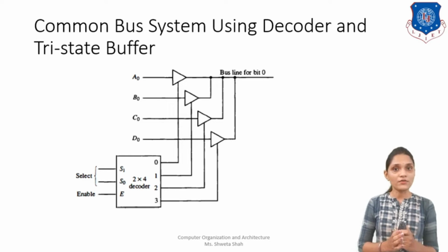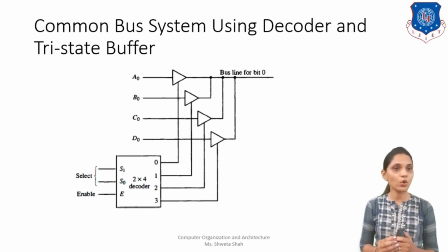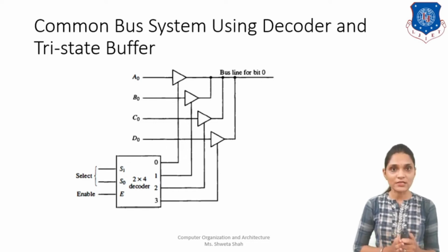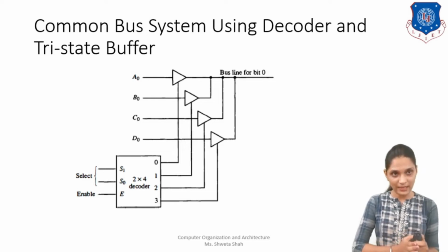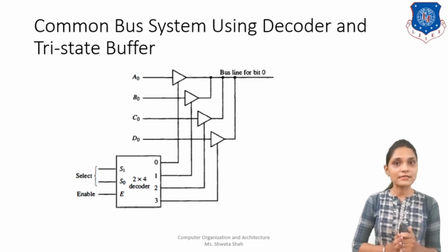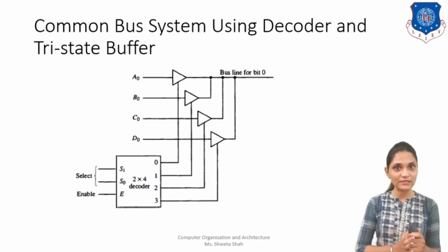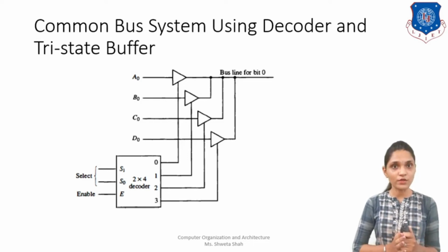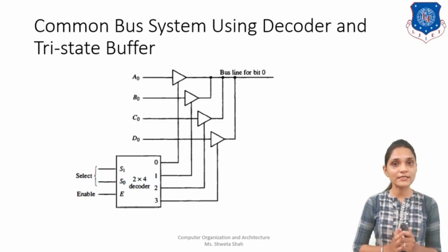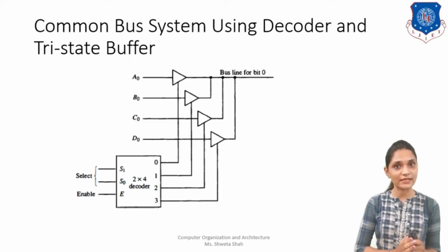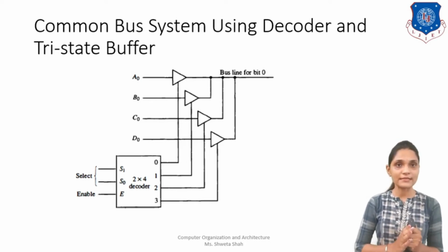So here our selection is of 2 bits, that can be 00, 01, 10 or 11. According to your selection, any one output will be activated at a time. So if your selection is 00, then your 0th output is activated. If your selection is 01, then your first output is activated. If your selection is 10, then your second output is activated. And if your selection is 11, then your third output is activated.